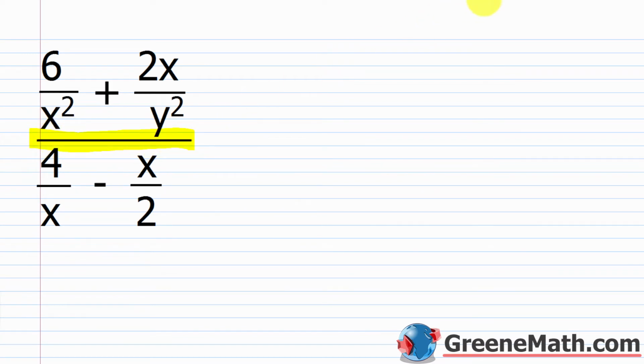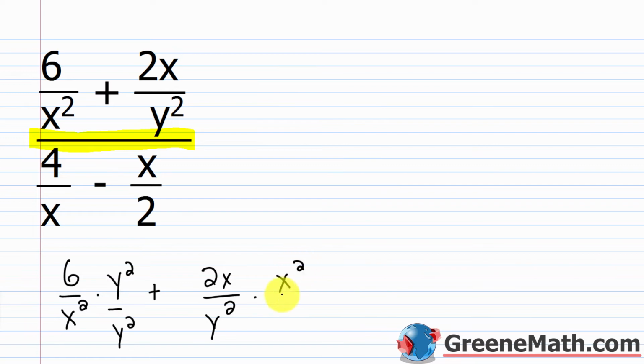Okay, your main division. So for the numerator, if I have something like 6 over x squared plus 2x over y squared, the LCD would just be x squared times y squared. Nothing else we can do there. So I'd multiply this by y squared over y squared, and I'd multiply this by x squared over x squared. And the numerator would end up being 6y squared plus 2x cubed over x squared y squared.